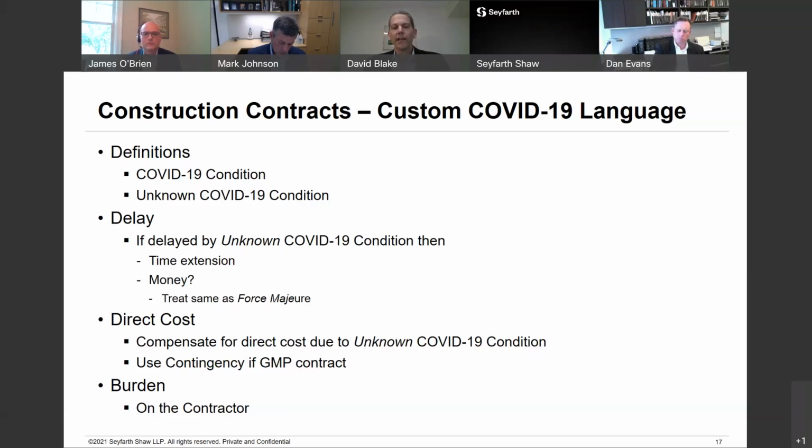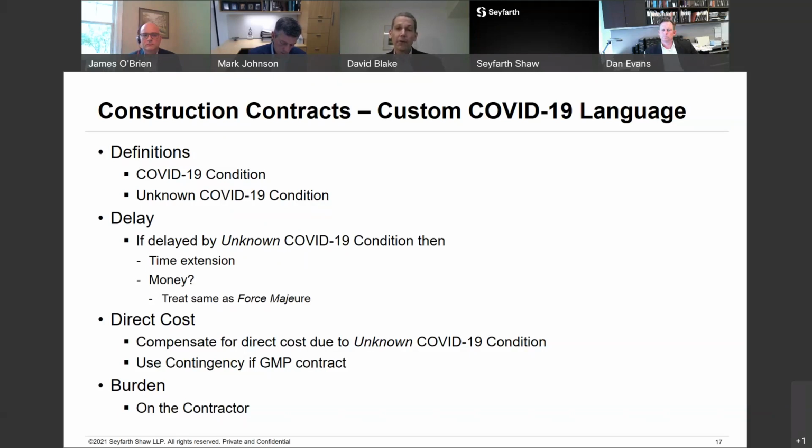Another item that will be a COVID-19 condition is a supply chain disruption, specifically due to COVID-19. And the third one is a catch-all, and that's a COVID-19 impact to the project not caused by the contractor or those for whom it's responsible. So we build on that, and then we move into an unknown COVID-19 condition, which is one of those things I just mentioned that the contractor did not know about and reasonably should not have known about at a certain point in time. For the lump sum contract, that's going to be when you sign the contract, and for a GMP contract, it's going to be when the GMP is agreed upon.